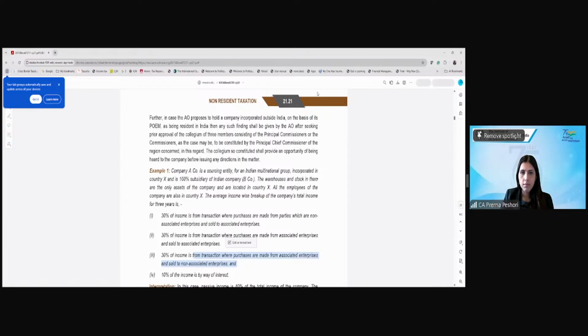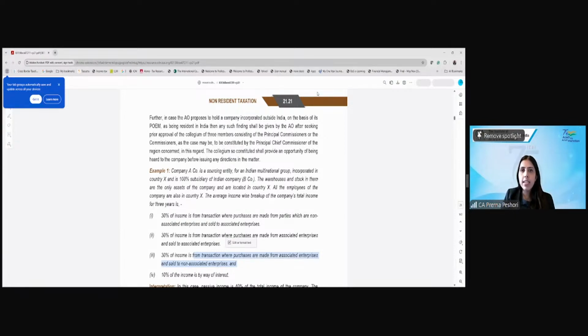So, how will you determine the POEM? This place of effective management is outside India because 30% is associated and sold to an associated, and 10% is other. Means passive income is 40%. Correct. So, it is less than 50% of the total income? Yes, ma'am. The passive income is only 40%, less than 50% criteria. Correct. So in this case, our active business outside India test, because they are saying that even the assets are outside India, right? So in this particular case, the employees are outside India. So therefore, we will say that this is a company which is having the active business outside India.